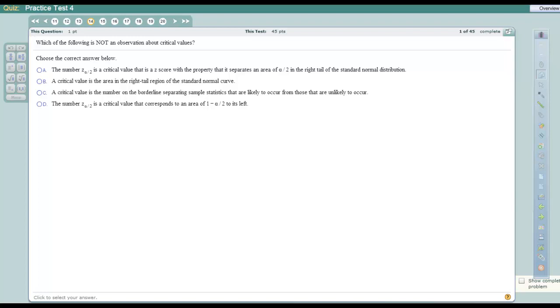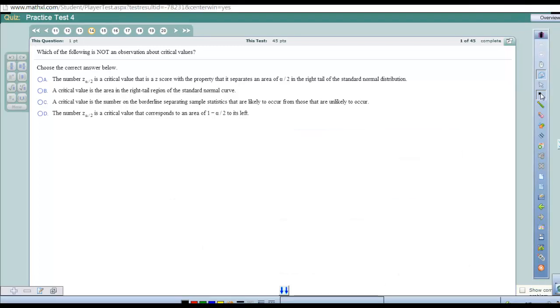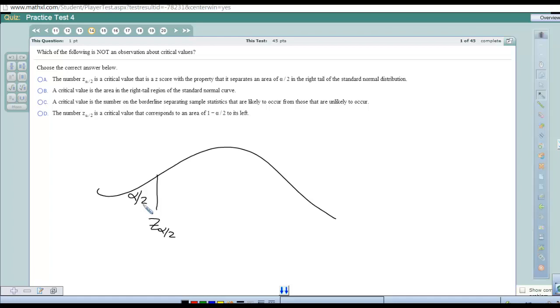D. It's D. Okay? When we talk about z alpha over 2, it's a z value such that we have what? Alpha over 2 in the tail. Or if we said z alpha, it's the z value such that we have alpha in the tail. Okay, does that make sense? Yes, okay, good.